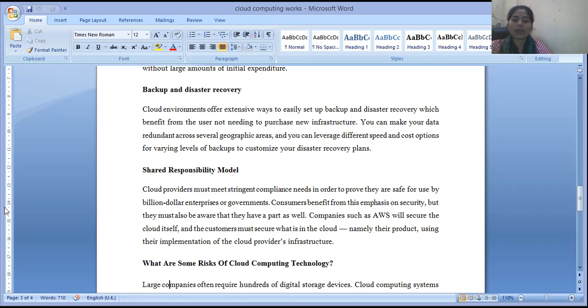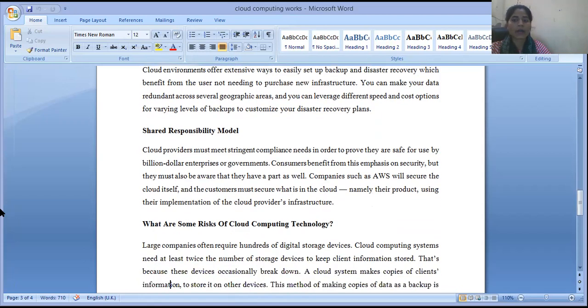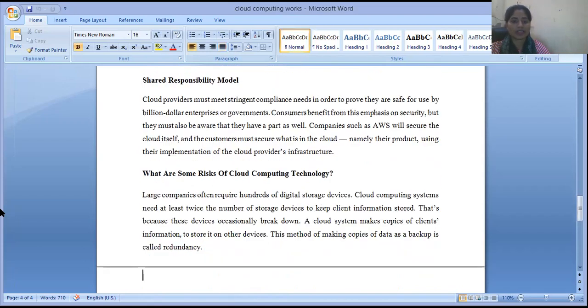The consumer benefits from this emphasis on security, but they must be aware that they have a part as well. Various companies like Amazon, which provides services like Amazon Web Services, will secure the cloud itself, isn't it? And the customer must secure what is in the cloud. So they also provide the shared responsibility model to the cloud customer.